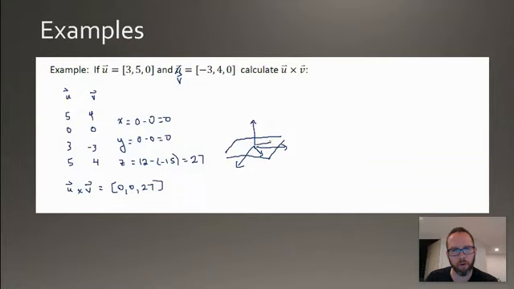-340 might be something out here. But both of those vectors lie in the xy plane. So it makes sense that a vector perpendicular to both sticks directly out of the xy plane, is parallel to the z-axis, and that's what you get, 0, 0, 27. So our answer makes sense.